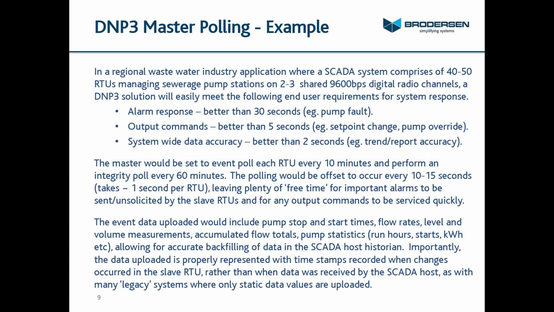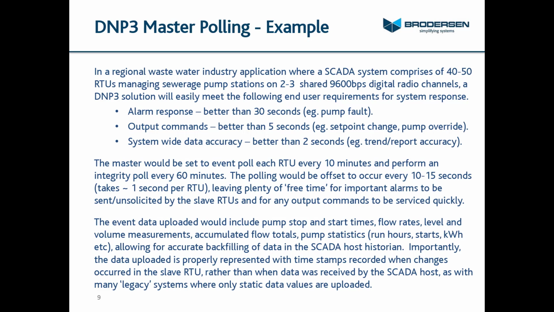Now we're looking at an example of a water system and a wastewater type application, particularly in older systems with slower digital data radio networks, where there may even be 40 to 50 RTUs sharing a communications channel. The benefit of having DNP3 is the overall system response can be better than 2 seconds. So we receive alarm data fairly quickly, we issue commands fairly quickly, and because all of the data is time-stamped and we're able to send unsolicited high priority events, we have a very nice quick system response.